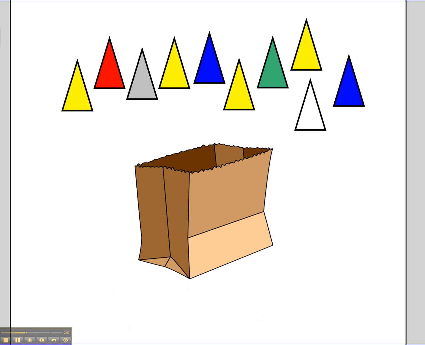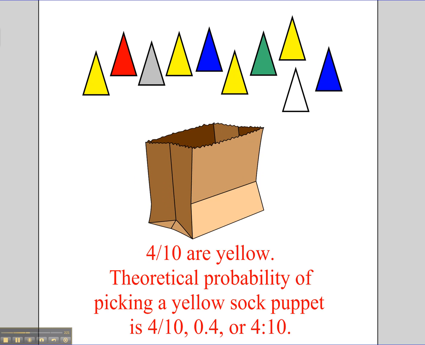4 out of the 10 sock puppets are yellow, and so that means 4 over 10 is our fraction, and the theoretical probability of picking a yellow sock puppet from the bag is 4 over 10, or 0.4, that's the decimal, or 4 to 10, that's our ratio. So it's not more likely that we would pick this yellow sock puppet, it's more likely that we would get a sock puppet that is yellow.